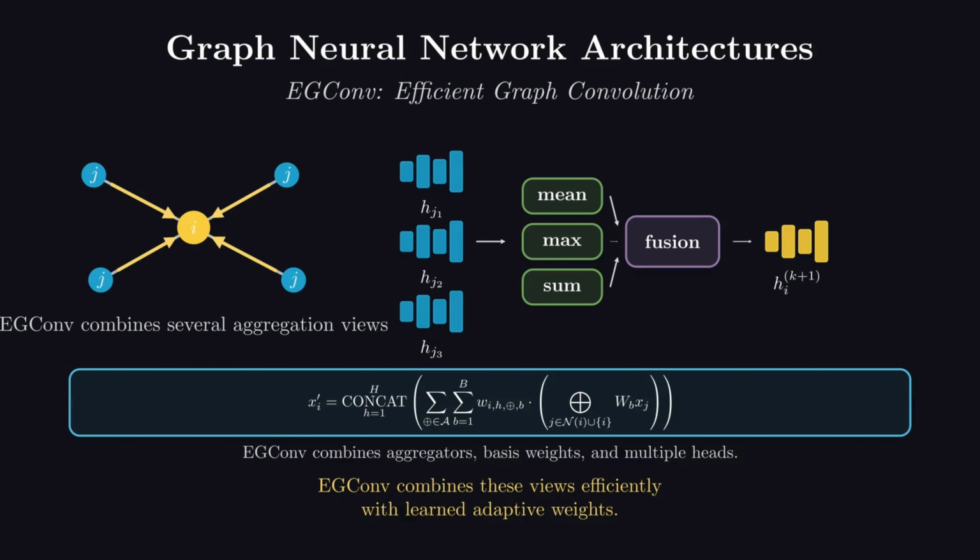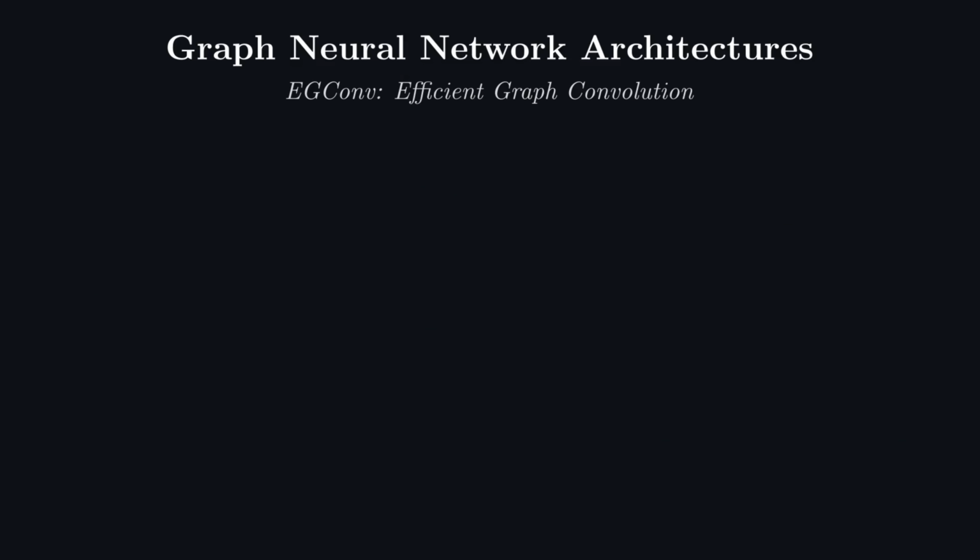The term W sub B xj means that the neighbor feature xj is first transformed by one of these basis matrices. The aggregation symbol combines the transformed features over all neighbors of node I, including node I itself. The coefficient W sub IH aggregation B is an adaptive weight. It tells the model how strongly a certain aggregation type and basis transformation should contribute for this node and head. So the intuition is EGConv creates several neighborhood summaries and learns how to combine them efficiently. Compared to GCN, it is more flexible because it does not rely on only one normalized average.